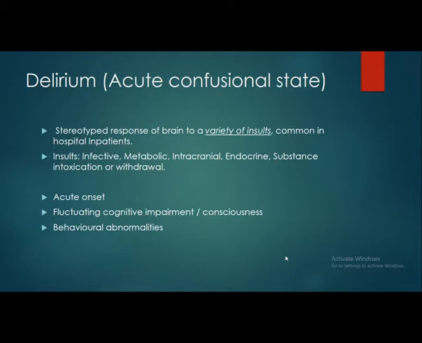So you can see there are three main things that you need to focus on in that line. What is delirium? It is a stereotype response of the brain. Response of the brain to what? To a variety of insults, and these variety of insults will be the etiology, because when all those etiological factors, all those insults, occur to the brain, the brain responds, and this is really common in hospitalized inpatients. So these are the three main things that you need to keep in your mind.